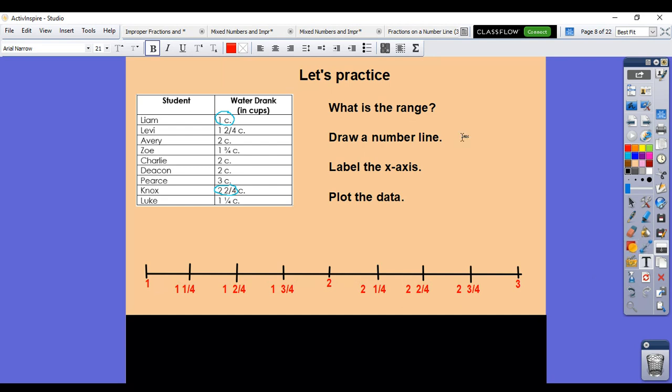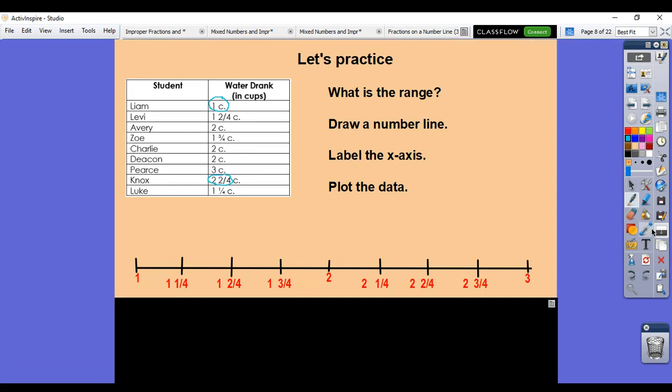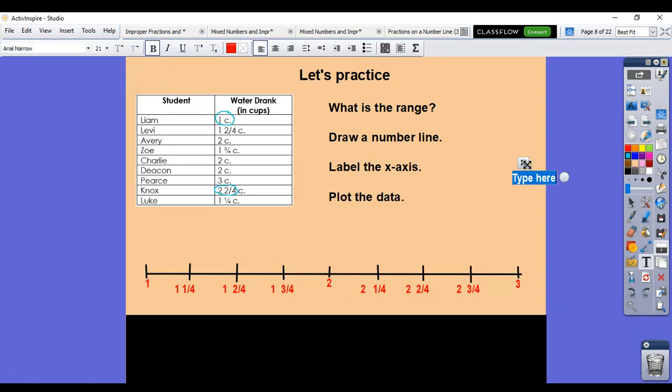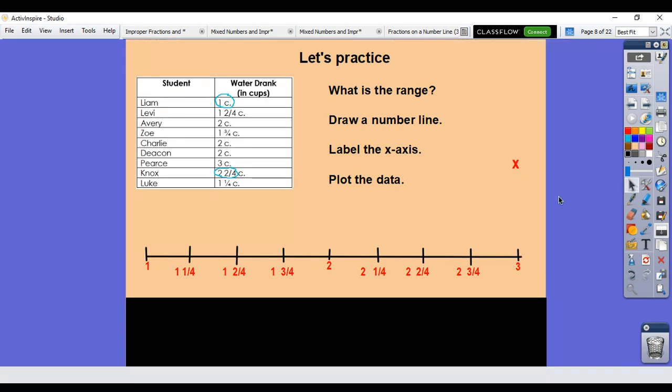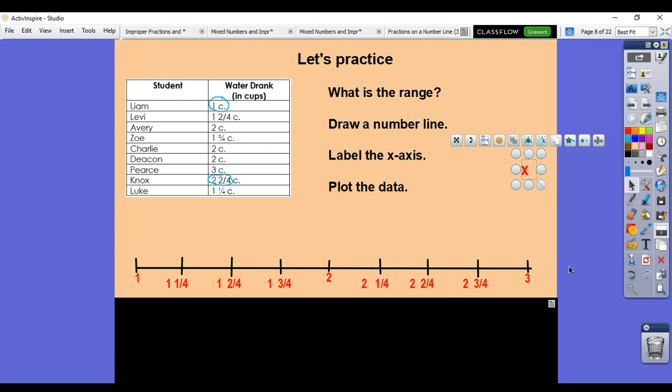Okay, now I need to plot my data. I like to do check marks beside each one as I do them, so I can remember that I did them. And since I can do this on my computer, I'm going to make an X over here, and I'm going to make it the size that I want it. And I'm going to do something called drag a copy. That way I can make mine on the computer all the same size.